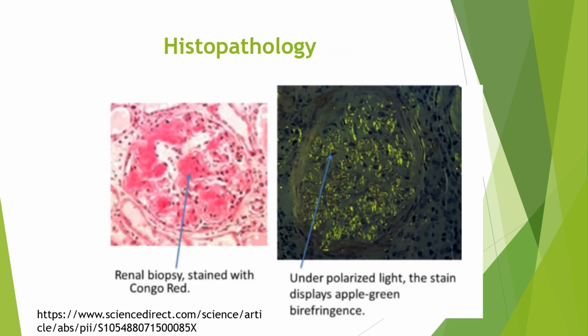So these are the histopathological slides. We see a renal biopsy sample showing Congo red staining, which quite evidently shows the amyloid fibrils, denoted by this blue arrow. And then we see the apple green birefringence under polarized light.